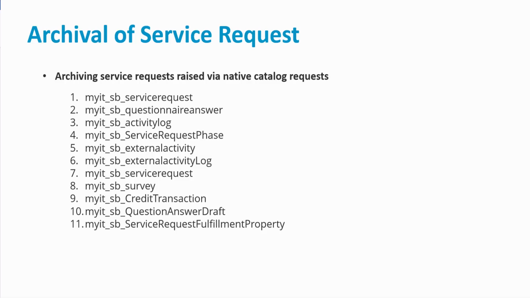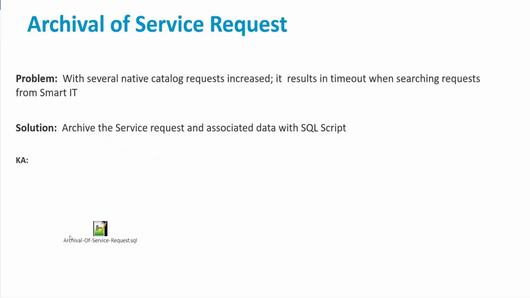Because when you make a search, it goes against these tables, particularly MyIT underscore SB underscore service request. So the recommendation is you can monitor by running select count star on all these tables to give you a fair idea about how many records we are adding month over month. And anytime you see that there are over 1 million records, then it is time for you to take action. The problem that we are trying to solve is that too many native catalog requests have been created over the years.